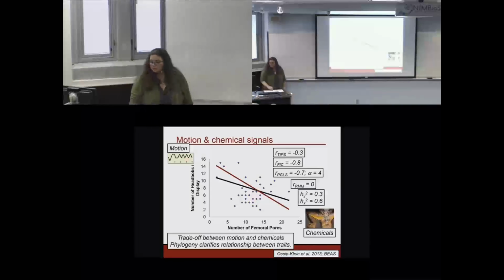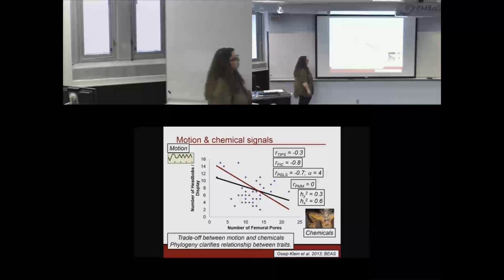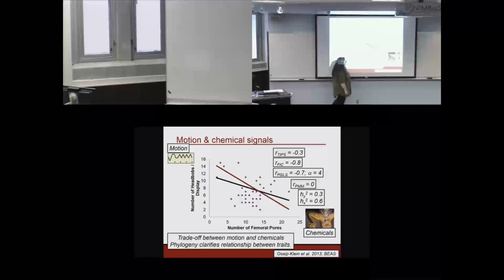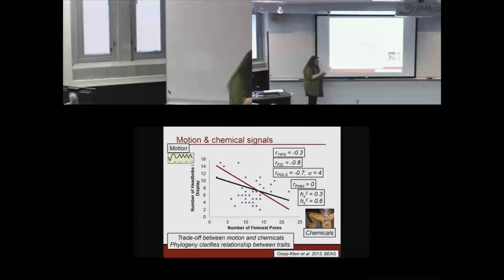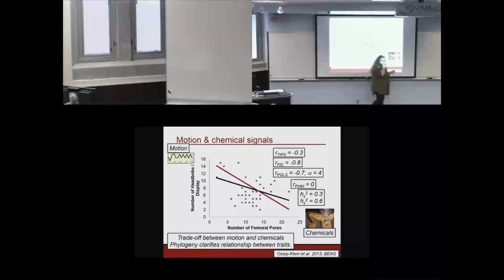But you can still estimate the heritabilities. And here what we got was a 0.3. So these are heritabilities. They go from 0 to 1, right? 0.3 for head bobs and a 0.6 for the femoral pores. And so what I learned from this is that the phylogenetic effect, the amount that the phylogeny tells us about variation in these traits, is different for my 2 traits here, right? One of them is following the phylogeny more closely than the other.